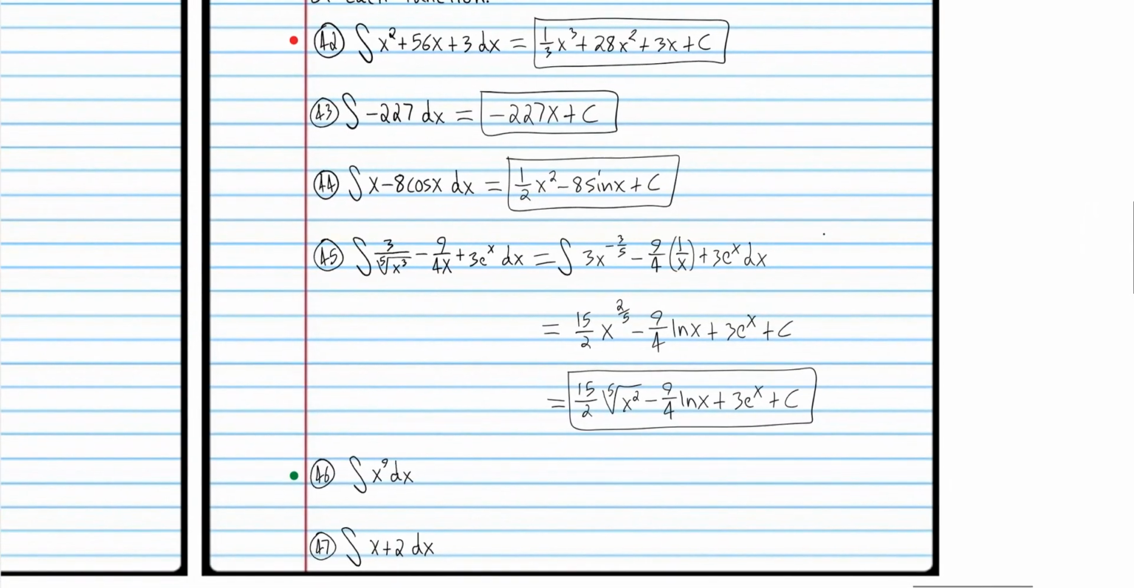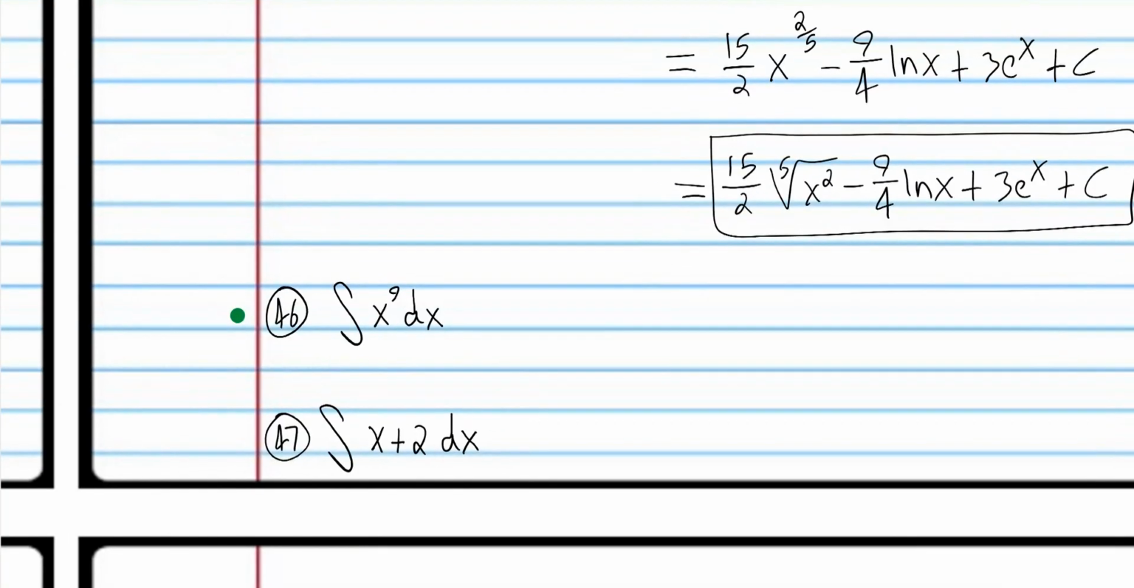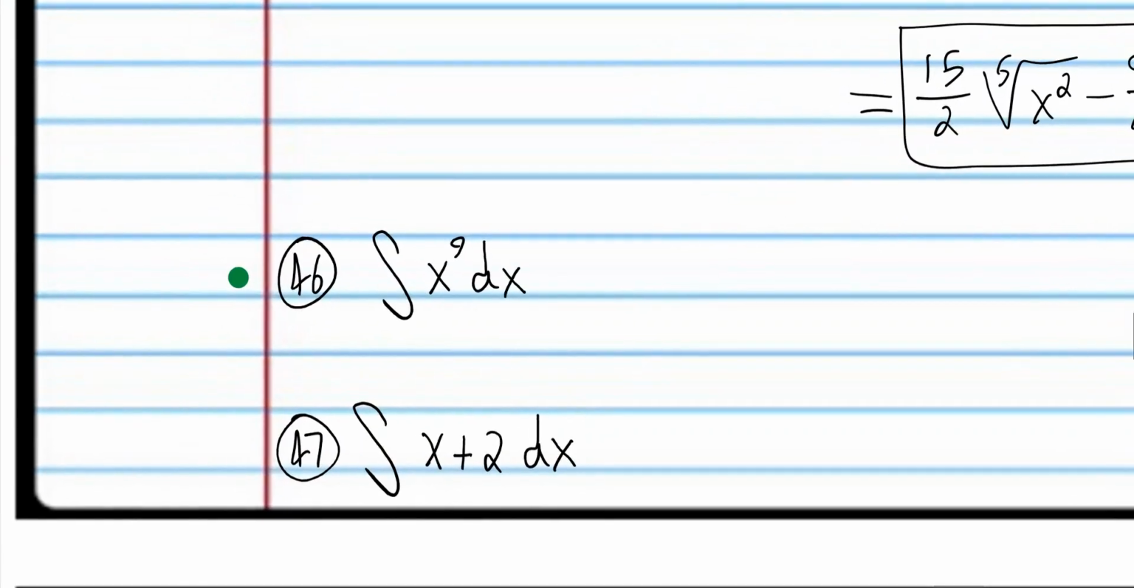And I want you to try number 46. So what is the antiderivative of x to the 9th power? That's all that's asking. Again, this symbol and this symbol are just part of the notation. Those symbols are telling you that we're trying to find the antiderivative of this inner term here. So go ahead and try number 46. When you come back, we'll do it together.